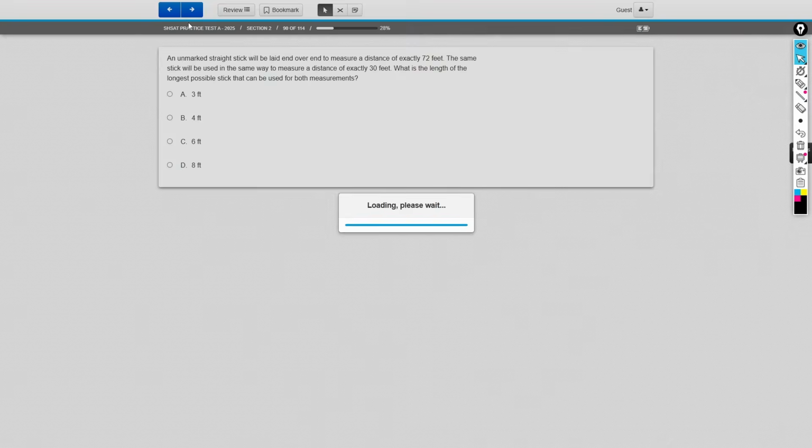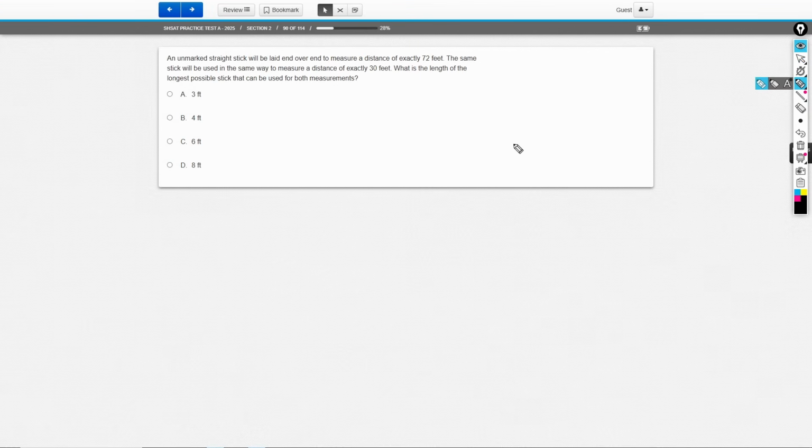Sorry, choice D, 15 and 2/5. Okay. Over here, we say that an unmarked stick will be laid over end to end to measure a distance of exactly 72 feet, and the same stick will be used the same way to measure a distance of exactly 30 feet. What is the length of the longest possible stick that could be used for both measurements?